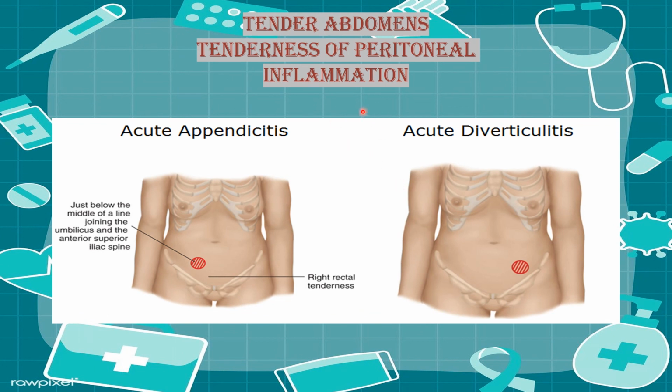Okay, so moving on to acute appendicitis. Right lower quadrant signs are typical of acute appendicitis but may be absent during the early course of the disease. The typical area of tenderness is located just below the middle of the line joining the umbilicus and the anterior superior iliac spine, or the McBurney point. So you have to examine other areas of the right lower quadrant as well as the right flank when you are doing the physical examination.